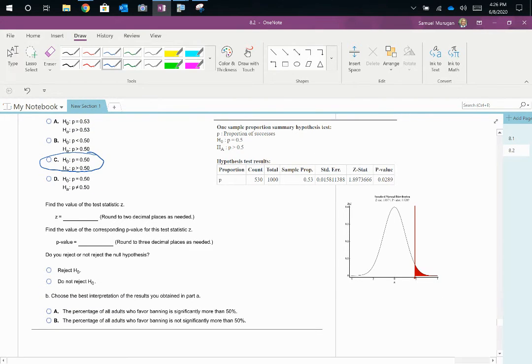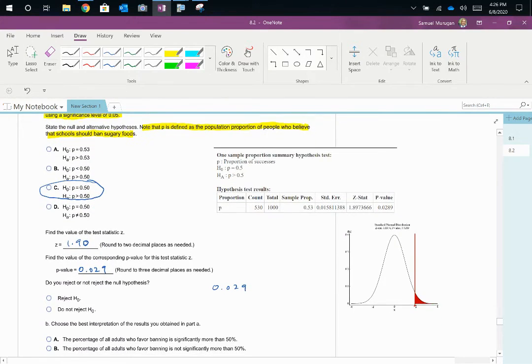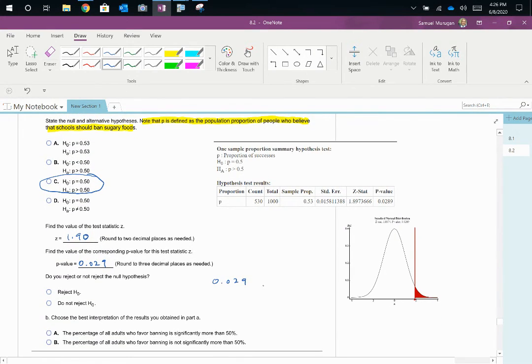So we're going to take information from what we computed here. The Z to 2 decimal places is 1.90. Okay, 1.897 rounded to 2 decimal places is 1.90. The p-value to 3 decimal places is 0.029. Be careful rounding. Okay, so 0.029, and we're given that the null, the significance is 0.05.